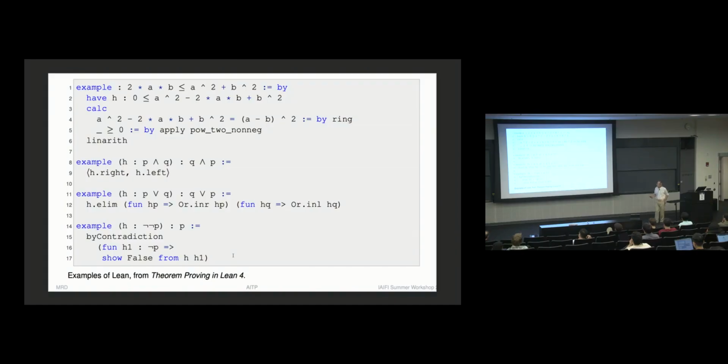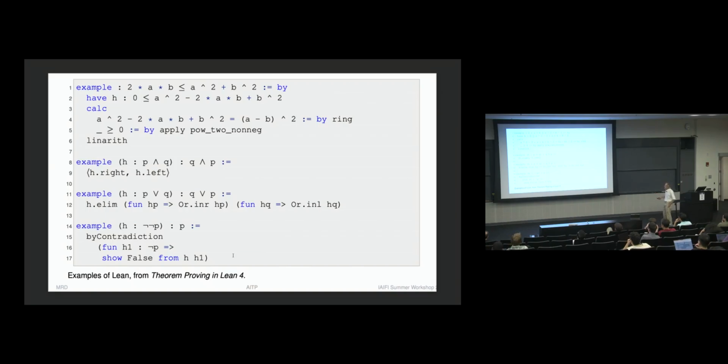Okay, so to give a flavor of this, these are examples of arguments. How would you prove this statement, 2ab is less than or equal to a squared plus b squared? Well, obviously you want to complete the square, and this is how you would do it. You would prove this part of the inequality by completing the square and using properties of a ring and so forth.